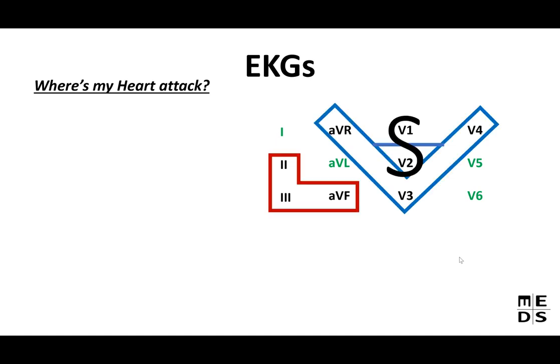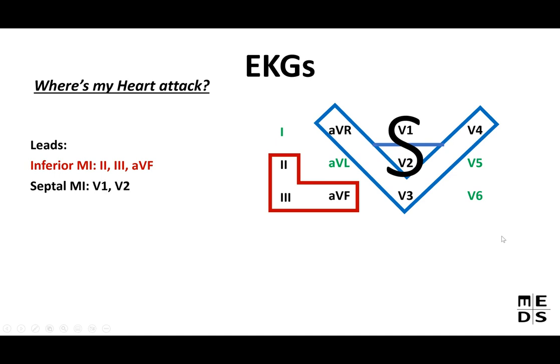So what you can do is draw out 1 through 3, AVR, AVL, AVF, and then V1 through V6. If you draw these parts out and circle it just like I did right here, this can tell you what part of the heart is malfunctioning. So for an inferior problem with the heart, it's going to be an issue of 2, 3, and AVF, which is highlighted right here in the same color.